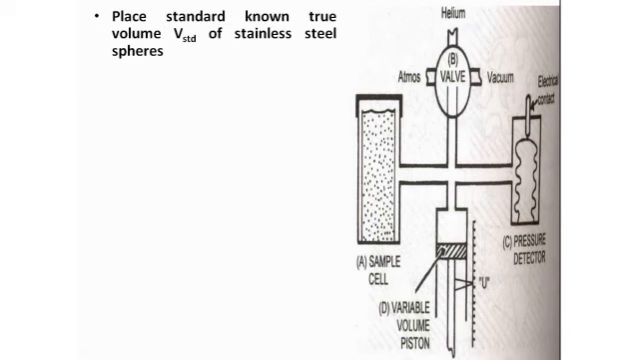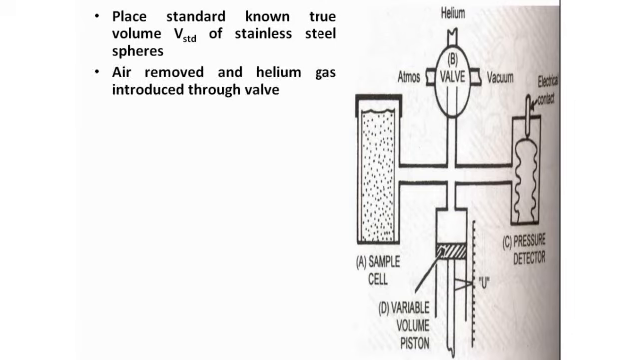Now place here in the sample holder a standard known true volume of stainless steel sphere. First of all, we are going to put a small sphere made of stainless steel, whose true volume we know, right? Now again, just after putting the sphere here, remove the air, and then introduce the helium through the valve, right? Now you are going to get some reading.